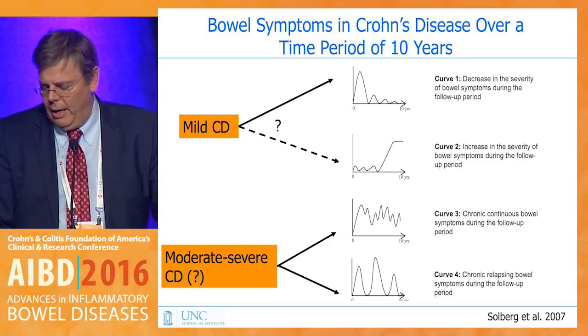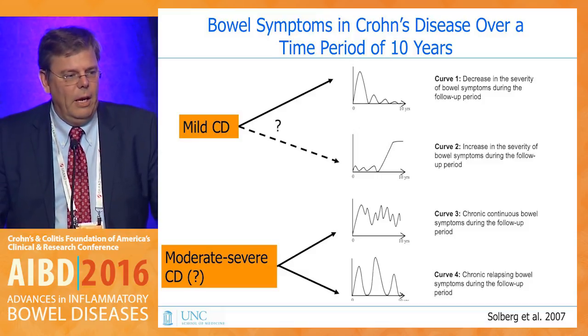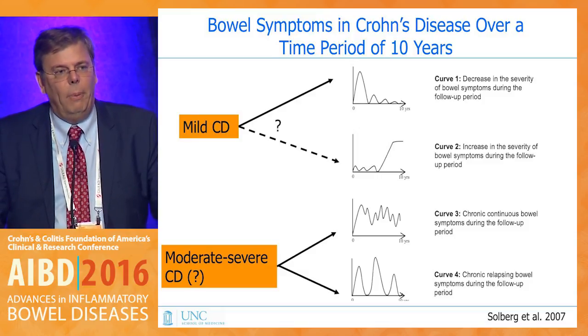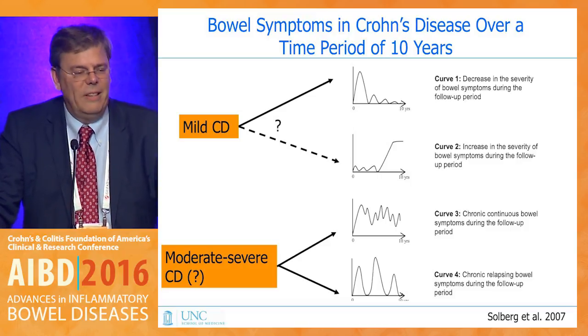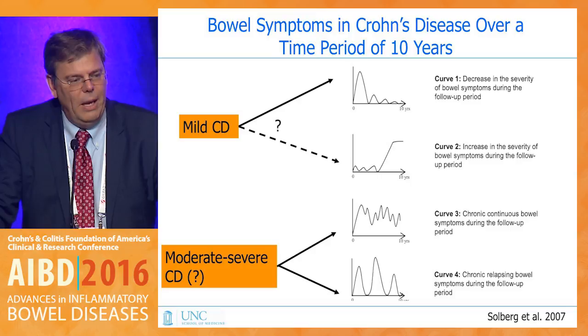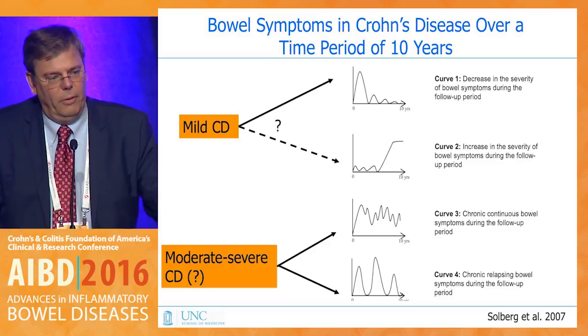This is a cohort study, the Ibsen study, published in 2007, and they looked at different bowel patterns reported by the patient. And I associated this now with disease types. They don't really do this in the paper, but mild disease is probably the one here in curve 1, where you have initial symptoms and then very mild symptoms over the next 10 years. That was one part of the patients.